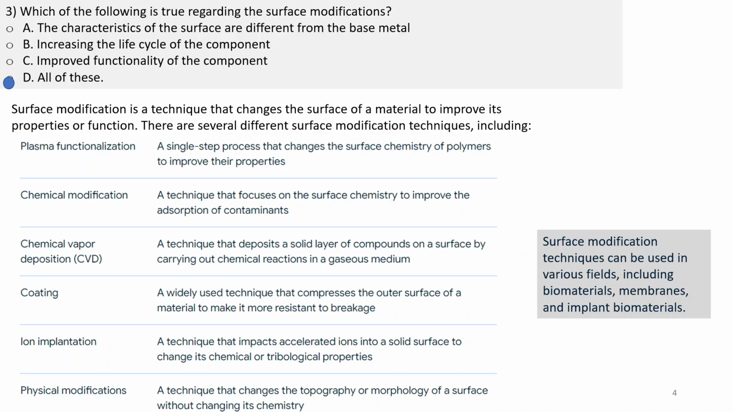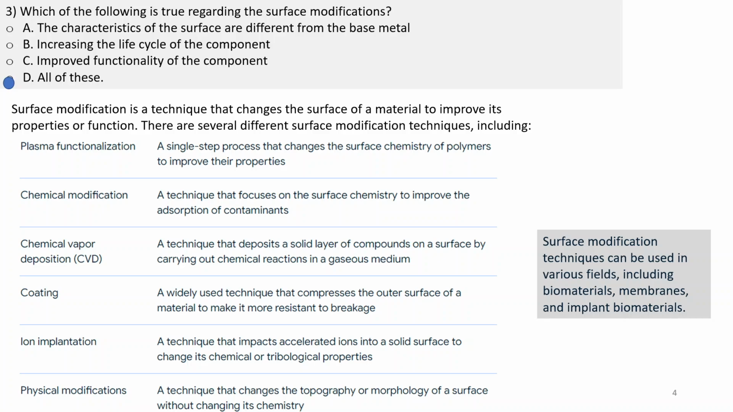Then chemical modification. It is a technique which focuses on the surface chemistry to improve the absorption of contaminants. Next is chemical vapor deposition, CVD. It is a technique which deposits a solid layer of compounds on a surface by carrying out chemical reactions in a gaseous medium.